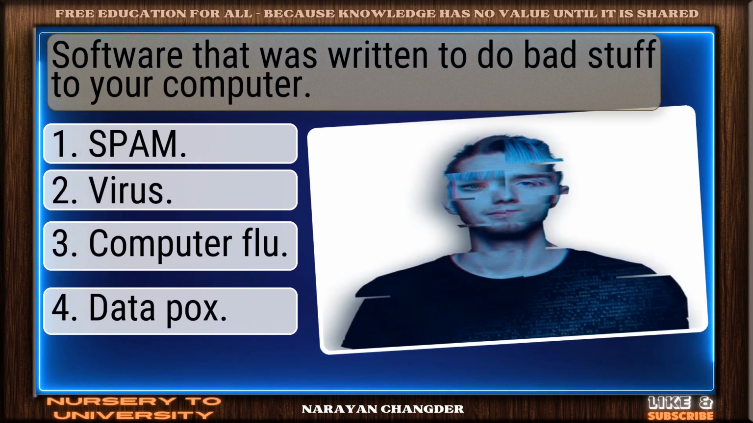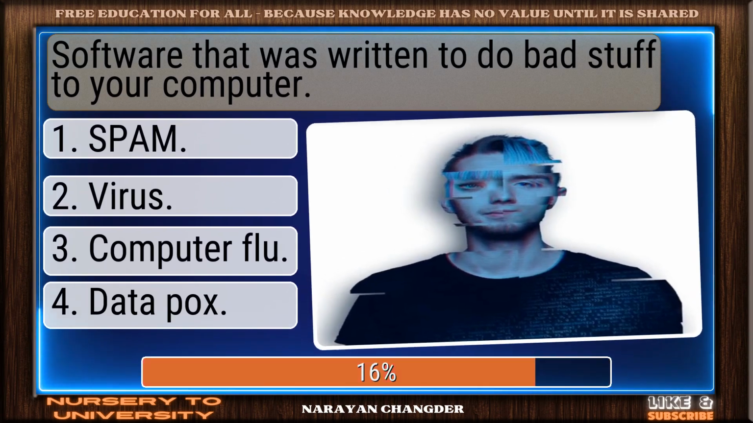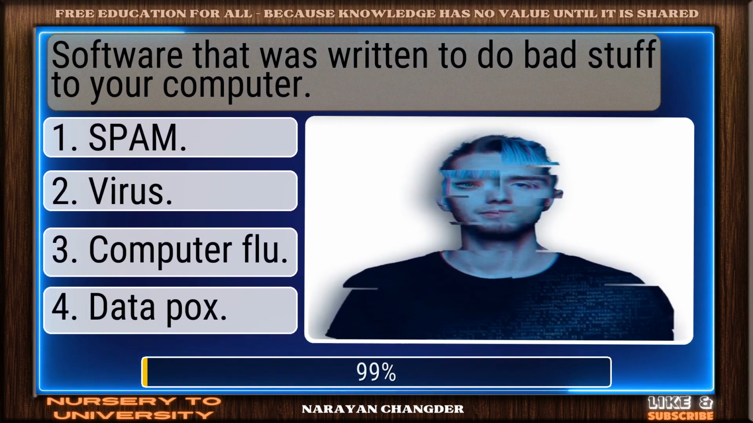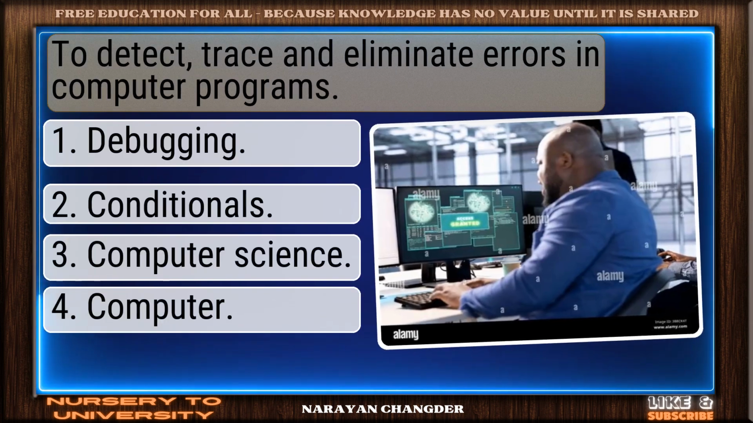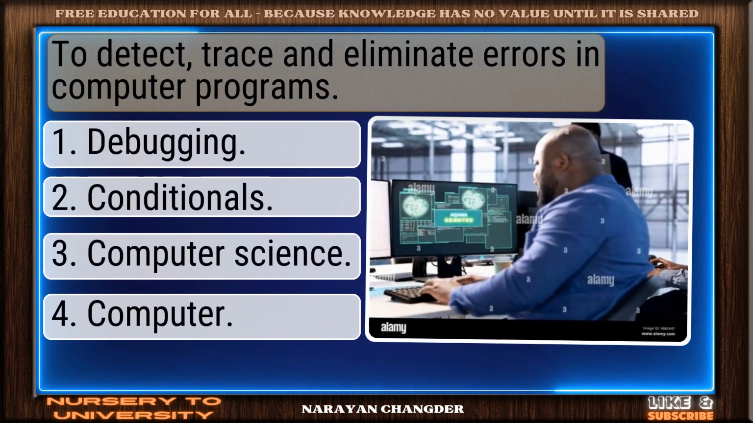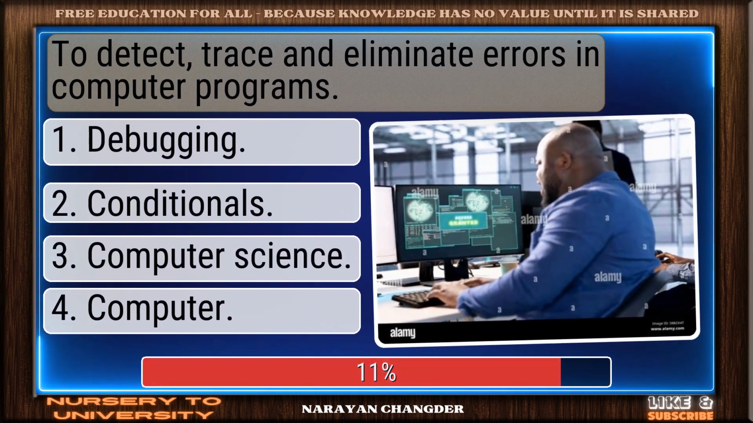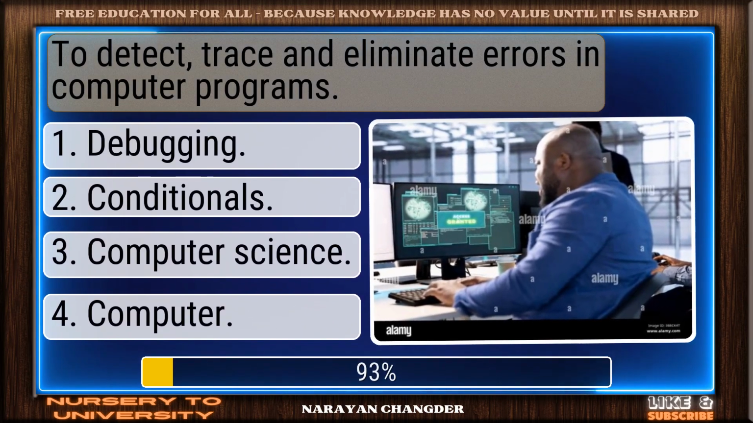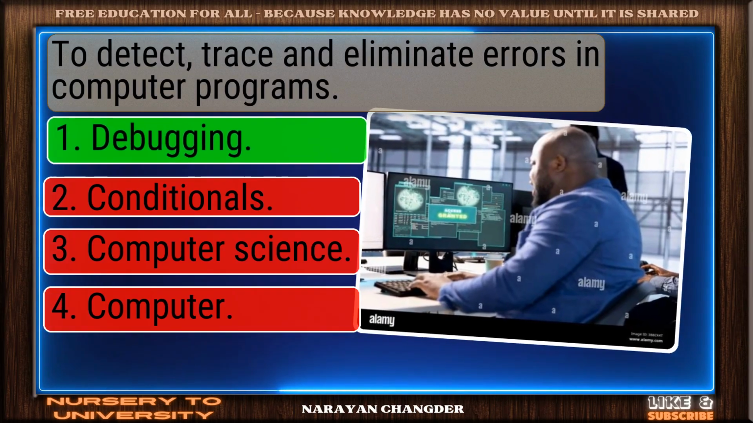Question number 40. Software that was written to do bad stuff to your computer. Well picked. Virus is the correct answer. Question number 41. To detect, trace and eliminate errors in computer programs. Right choice. Debugging is the best answer.